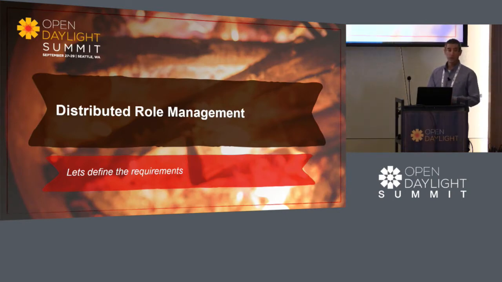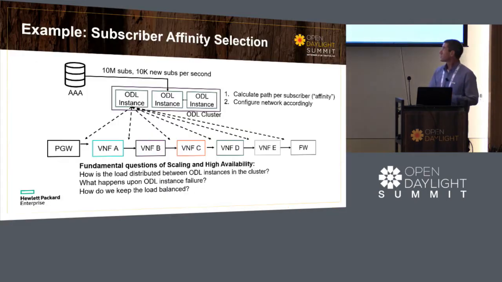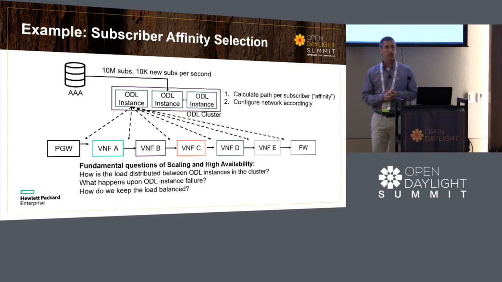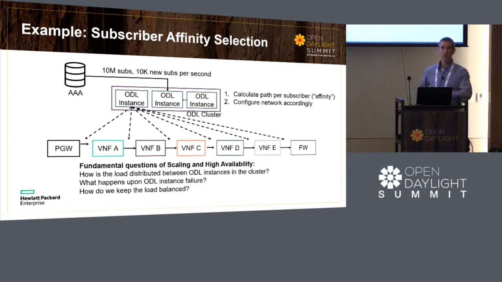So let's try to define what we want to achieve. I'll try to do this through an example. Let's assume we want to implement something like a controller that defines for every subscriber on a wireless network, for instance, which path it needs to take in a network for service function chaining. It's just one example of many where we want to make decisions on a large space of IDs, or a large domain. In this case, the domain is the subscriber identities, which could be IP addresses, for instance.